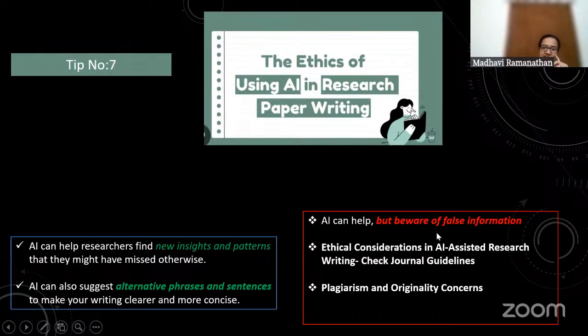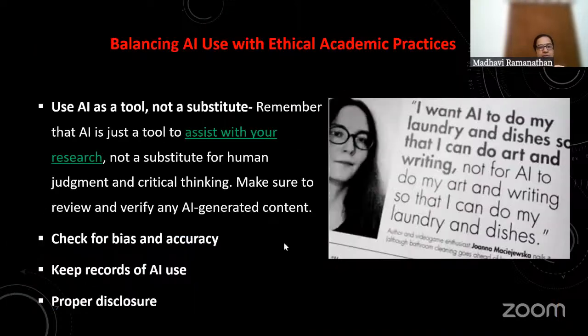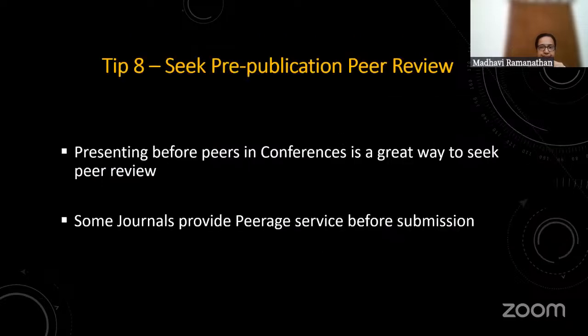And check the journal guidelines for ethical consideration in using AI-assisted research writing, because even Quillbot generated language can be detected today. And plagiarism and originality concerns as well as in AI. So AI is just a tool to assist with your research, and it is not a substitute for human judgment or critical thinking. Always check for bias and accuracy, keep records of AI use, and give a proper disclosure.